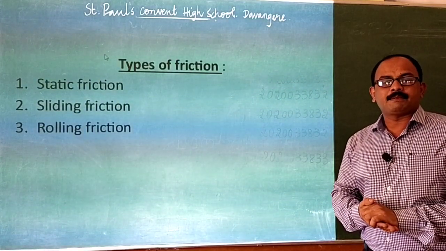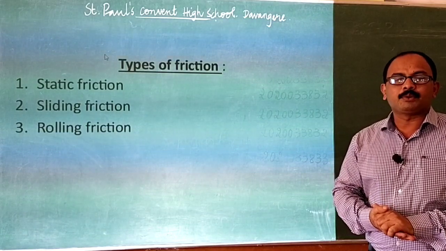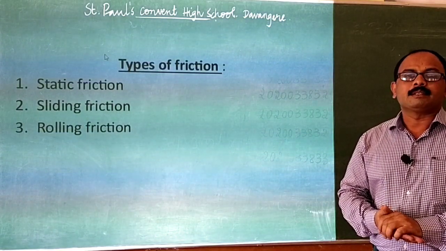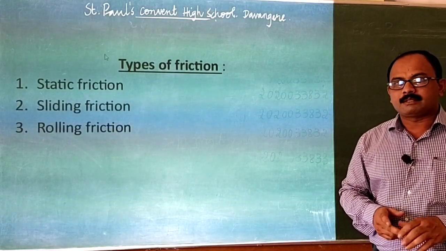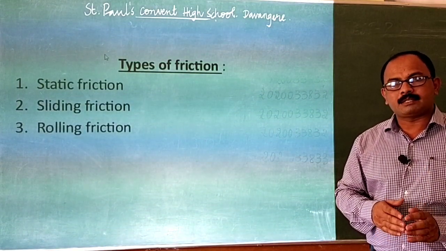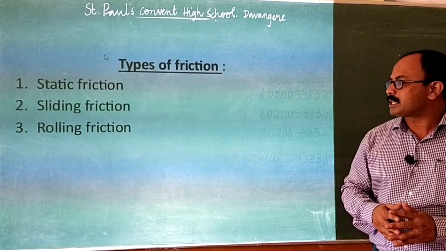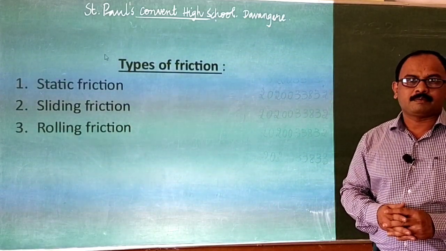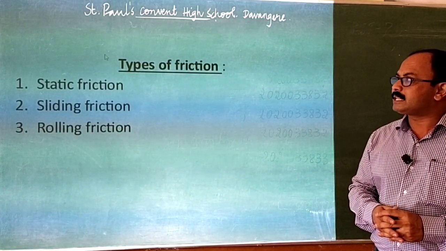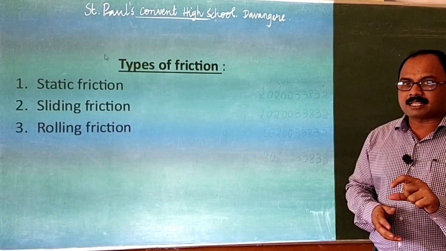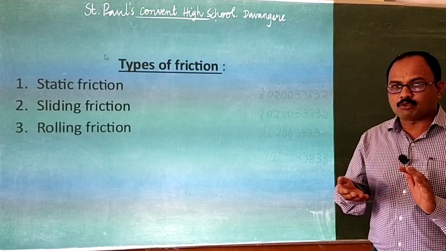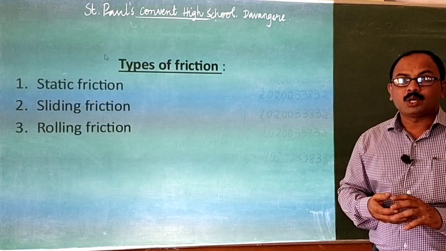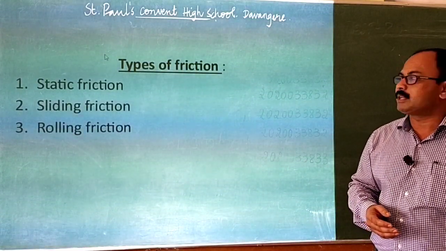Which are the types of friction? In your textbook, children, there are three types of friction that they mention. One is static, another one is sliding, third one is rolling friction. As the name itself says, first one, static, which is at rest. Second one, sliding, that is in movement. Third one, rolling. We'll see one by one.